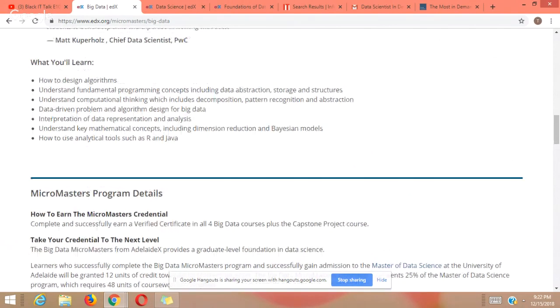How to design algorithms. I mentioned that earlier. You need to understand fundamental programming concepts, including data abstraction, storage, and structures. Very important. Understand computational thinking, which includes decomposition, pattern recognition, and abstraction, data-driven problem and algorithm design for big data, interpretation of data representation and analysis, understanding key mathematical concepts, including dimension reduction, models, and how to use analytical tools such as R and Java.